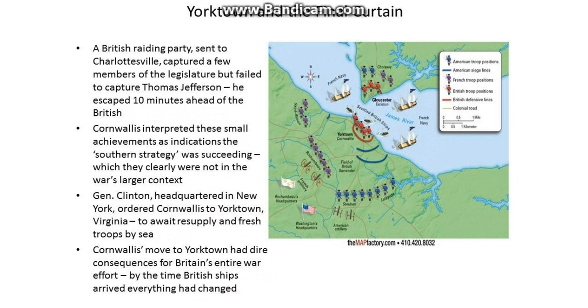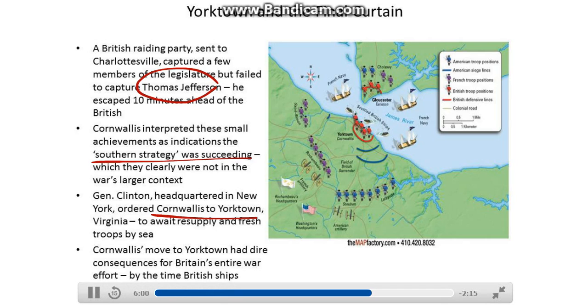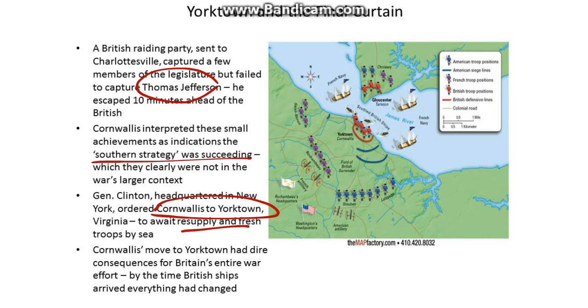A British raiding party sent to Charlottesville captured a few members of the legislature but failed to capture Thomas Jefferson. He escaped 10 minutes ahead of the British. Cornwallis interpreted these small achievements as indications the Southern strategy was succeeding, which clearly were not in the war's larger context. General Clinton, who was headquartered in New York, ordered Cornwallis to Yorktown, Virginia, to await resupply and fresh troops by sea.